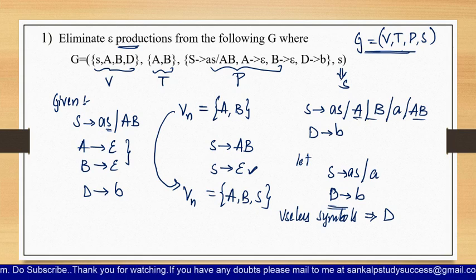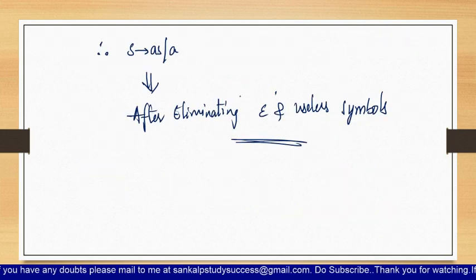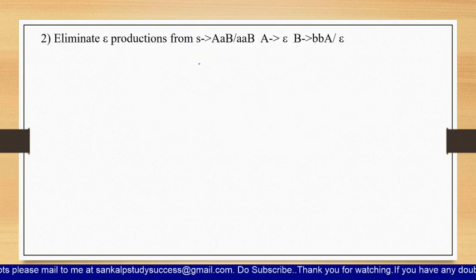Then, after removing all the nullable variables from the given context-free grammar, we are left out with S tends to AS or A and also D tends to b. That means here D is not reachable from the start symbol, so it is a useless symbol. So let us eliminate this D. Then we are left out with S tends to AS or A. This is the final context-free grammar. Now let us see one more question on eliminating null productions.